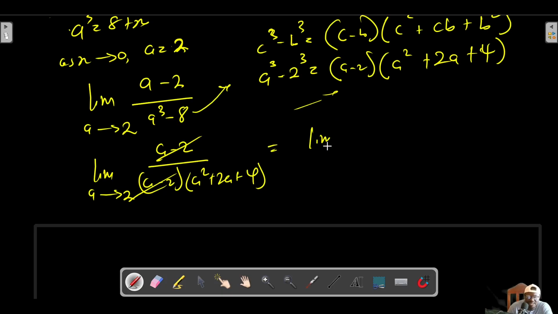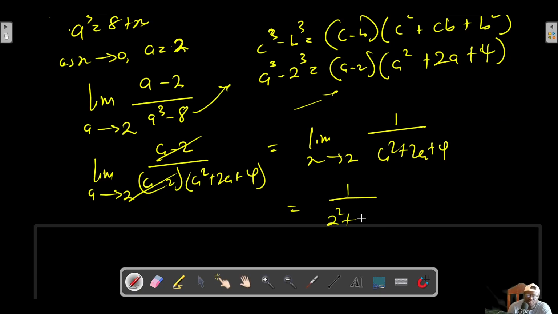We end up with a limit as x is approaching 2 of 1 over a squared plus 2a plus 4. What do we get? As x is approaching 2, we end up with 1 over 2 squared plus 2a plus 4. So our answer is 1 over 12.